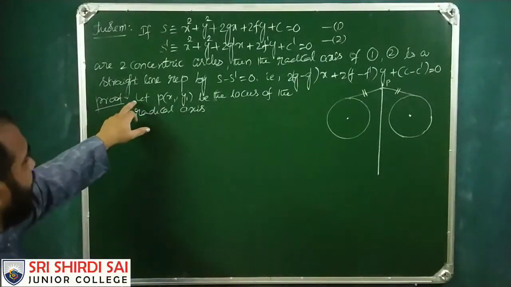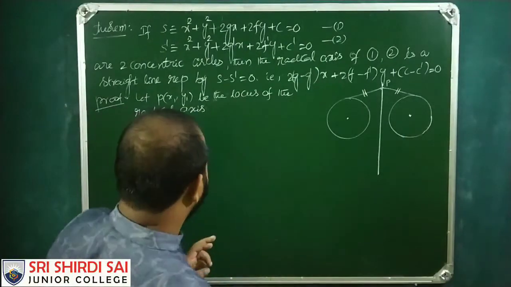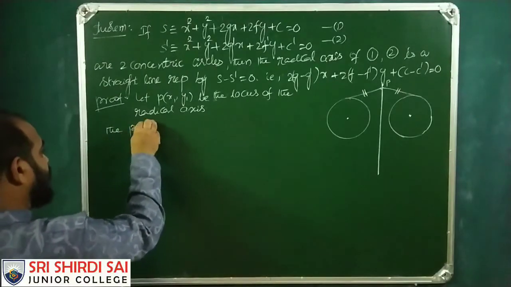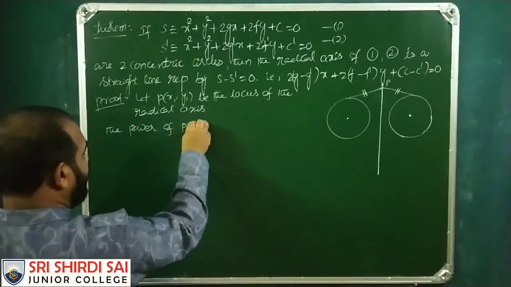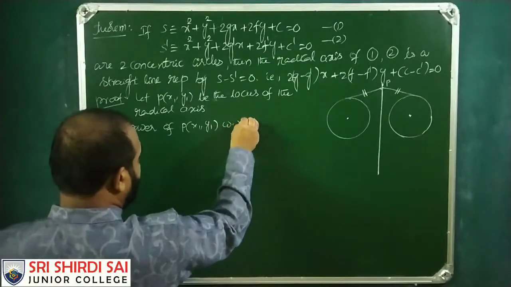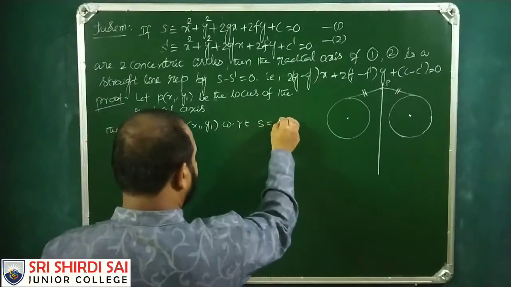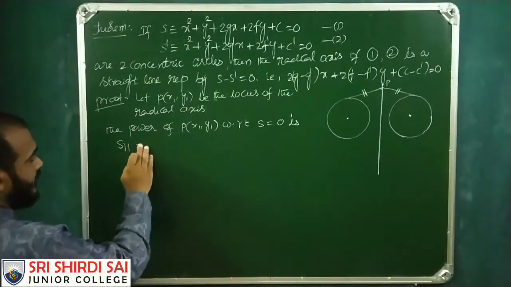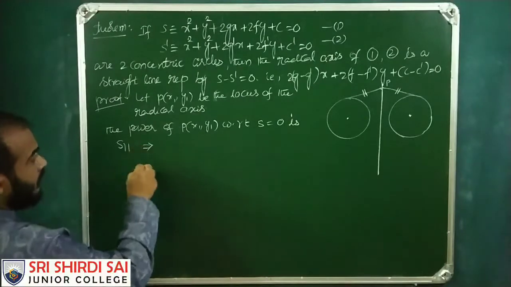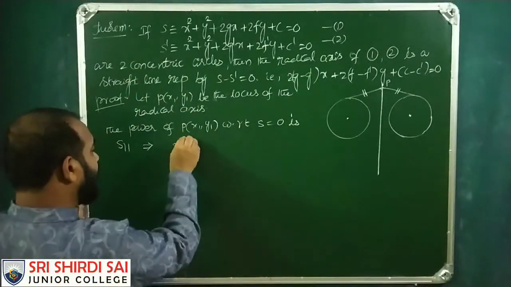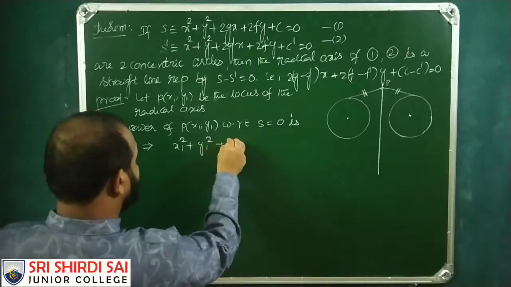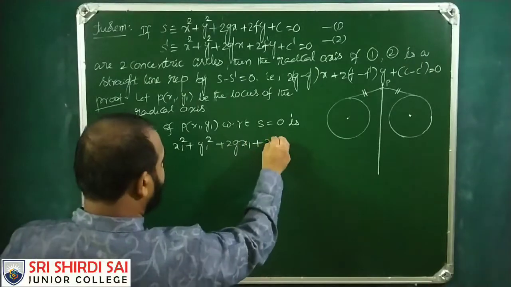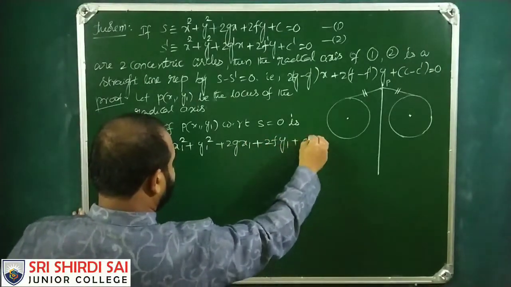So let P(x1, y1) be the locus of the radical axis. Here the power of P(x1, y1) with respect to S equals 0 is S11. What is this? x1 square plus y1 square plus 2g x1 plus 2f y1 plus c.